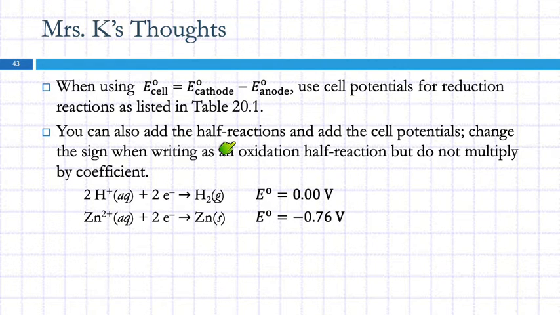You can also add the half reactions and add the cell potentials. So here, if I have 2H plus 2 electrons, this is the reduction reaction for the standard hydrogen electrode. And this is the reduction reaction for the zinc. We look up their standard reduction potentials, and what we can do here, instead of deciding which one's the cathode and which one is the anode, look at the chemical reaction.